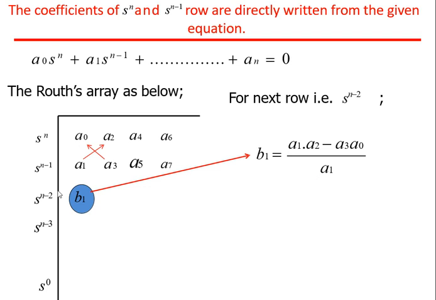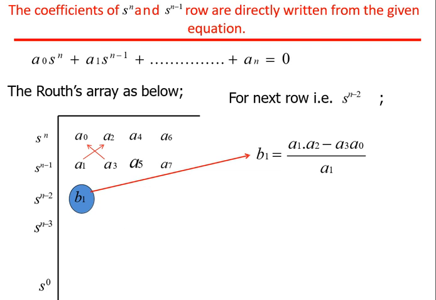See carefully again, a1 and a2 minus a3 and a0, divided by a1, is taken in this equation. Whatever coefficient is above the coefficient that we are going to calculate, that is the divisor here. The four coefficients are cross multiplied, and the minus is taken over here. So a1 and a2 is taken, and minus a3 into a0 is taken, divided by the coefficient above, that is a1. I think you got this.